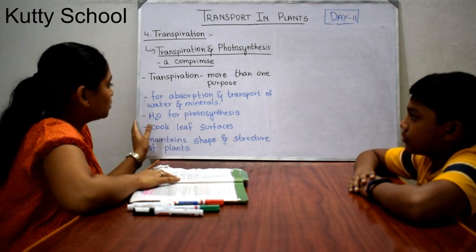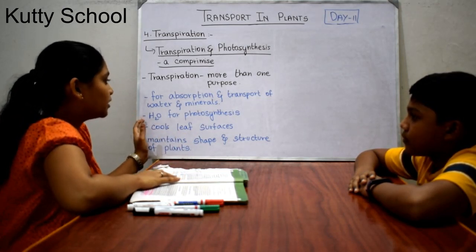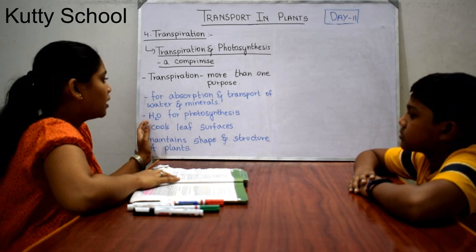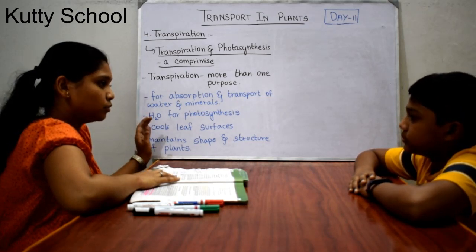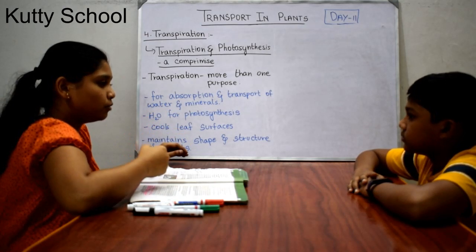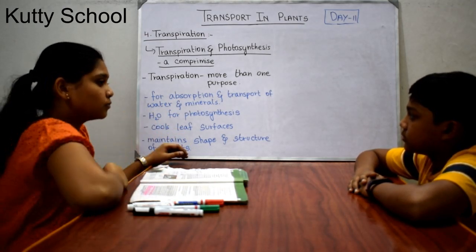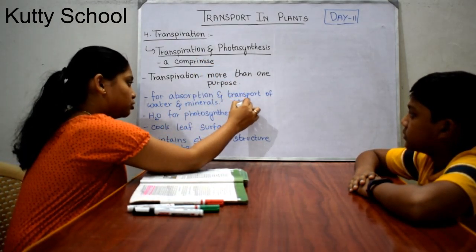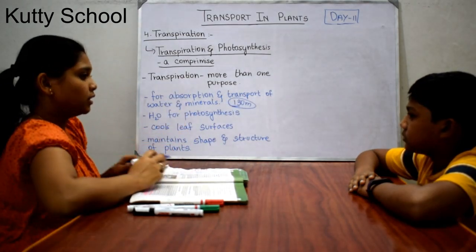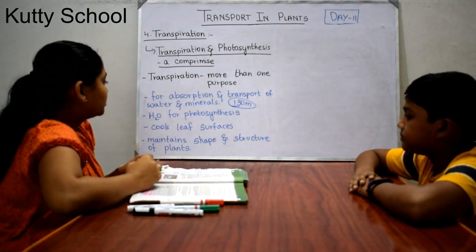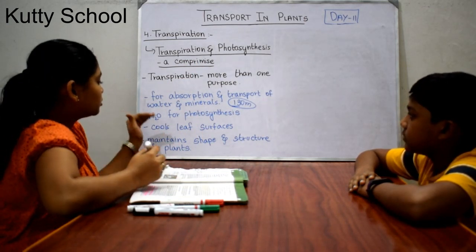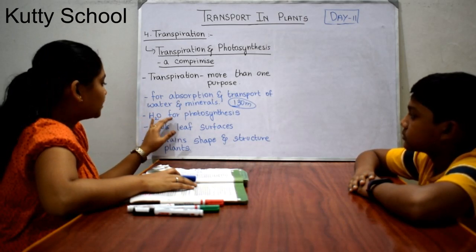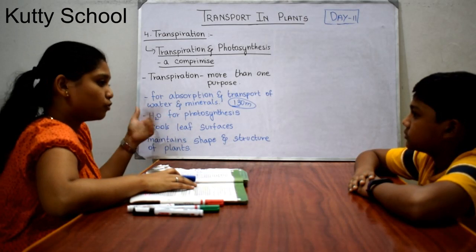So we need transpiration for absorption and transport of water and minerals. Through transpiration only, the roots absorb and transport water and minerals. The molecules are linked, and this tensile strength can act up to 130 meters. Transpiration is also needed to supply water for photosynthesis. By transpiration only we can get water for photosynthesis.